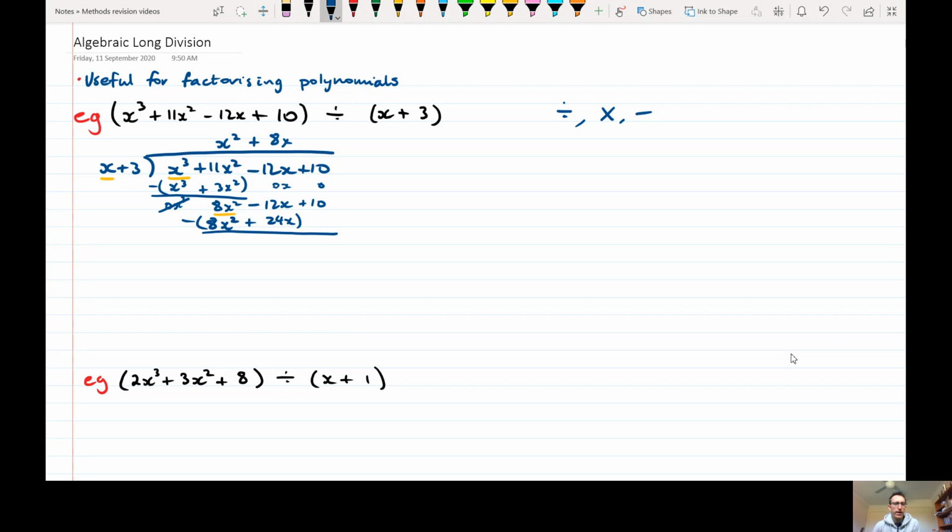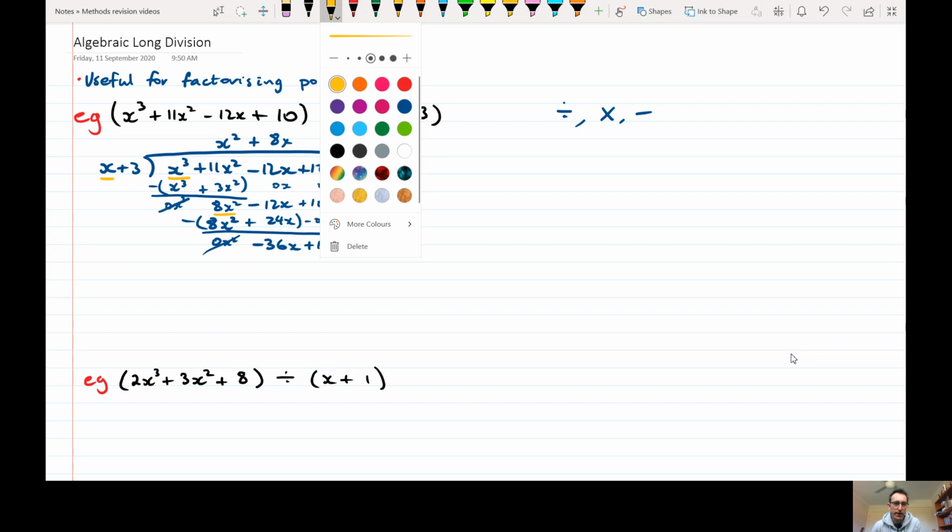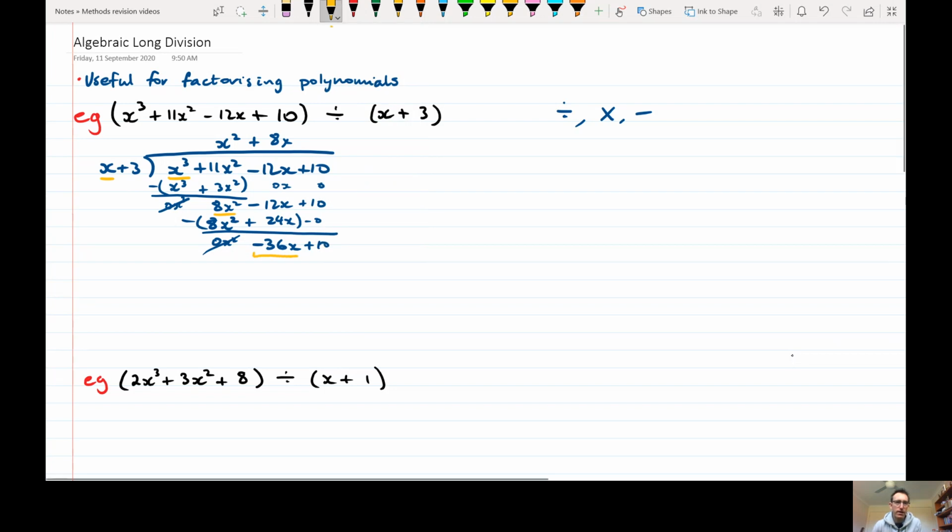8x squared minus 8x squared gives you 0x squared. That disappears. And then negative 12 minus positive 24, so negative 12 minus 24 gives you negative 36x. And then that's a minus 0 sitting there, and you get plus 10. And then negative 36x is now our highest power left, so now we are going to divide by that. So negative 36x divided by x gives you negative 36. And we multiply down to negative 36x minus 108, subtract, and we are left with 118 there.